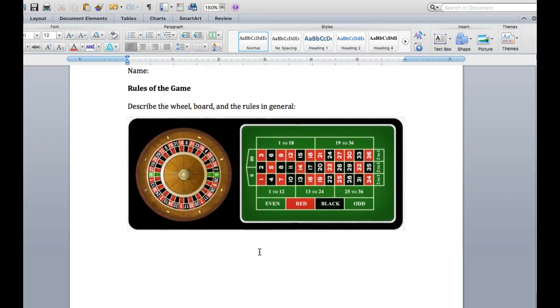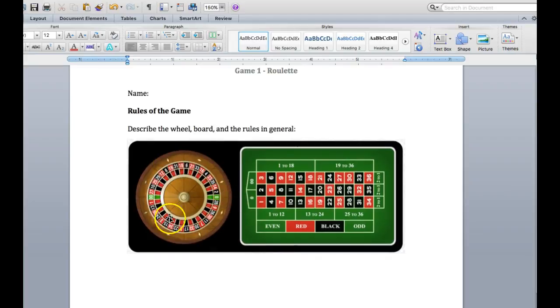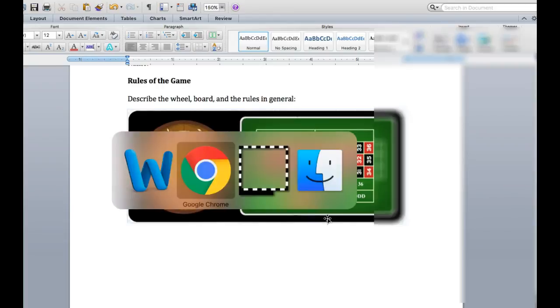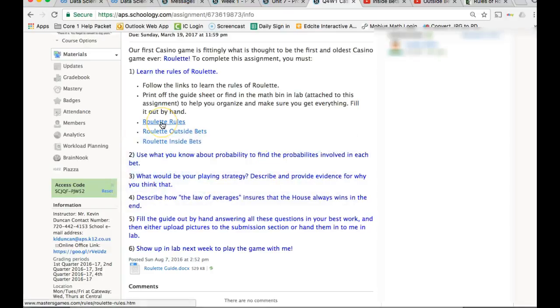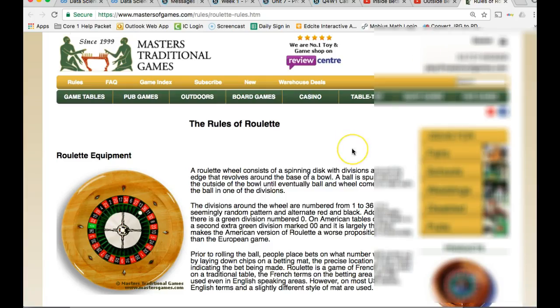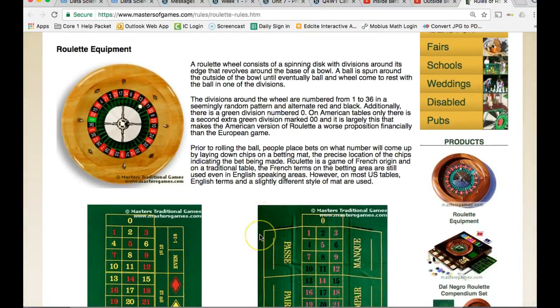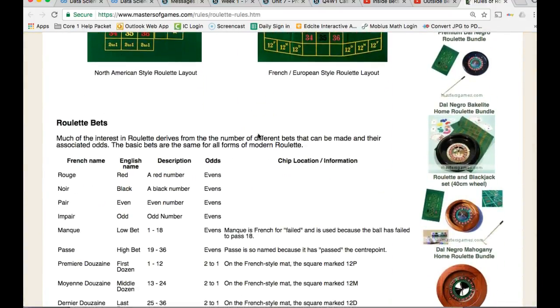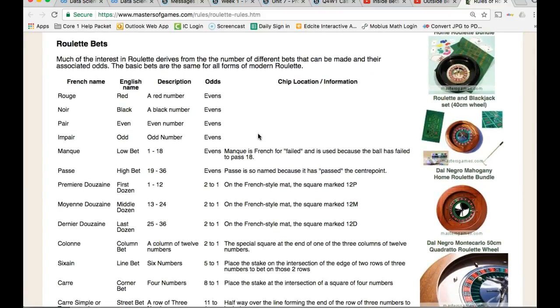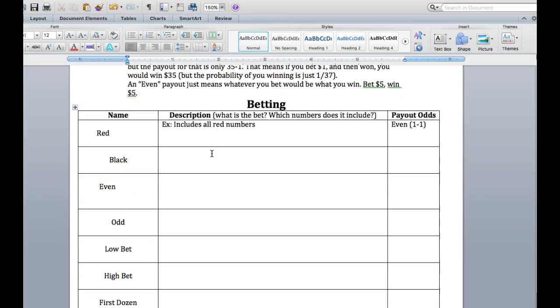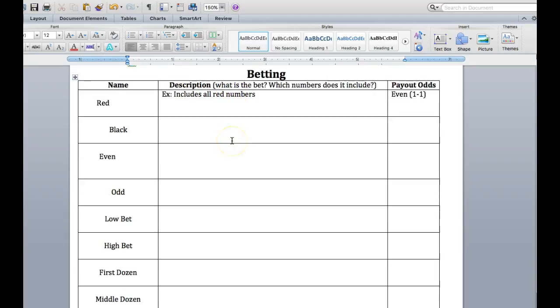Should look like this. So the first thing you're going to do is describe the wheel and the general rules of the game, like how it's played and what's going on. You can find that stuff right here, Roulette Rules. So just follow this link, that'll take you to this one. It'll explain the general rules of the wheel, the table, what's going on, and then we'll get to the actual bets. So in terms of odds versus payout odds, you want to read about this, see why they're different, and then we're going to talk about betting.